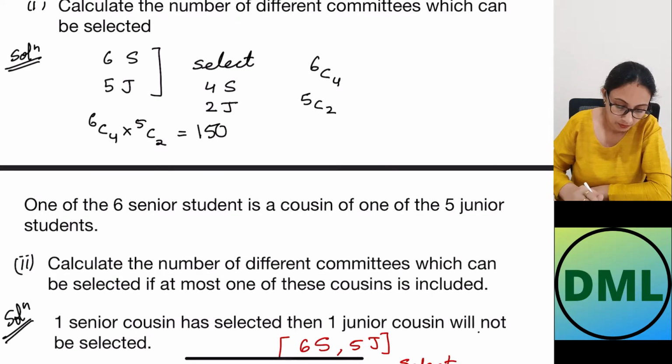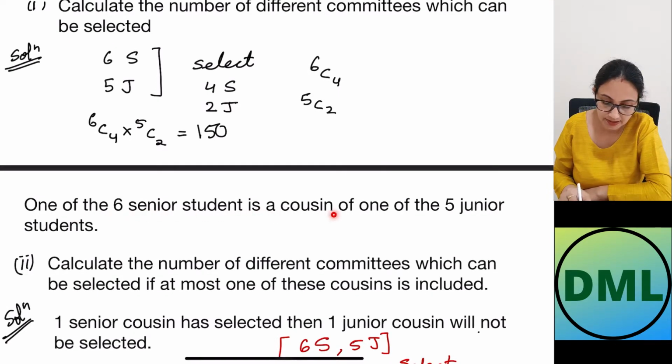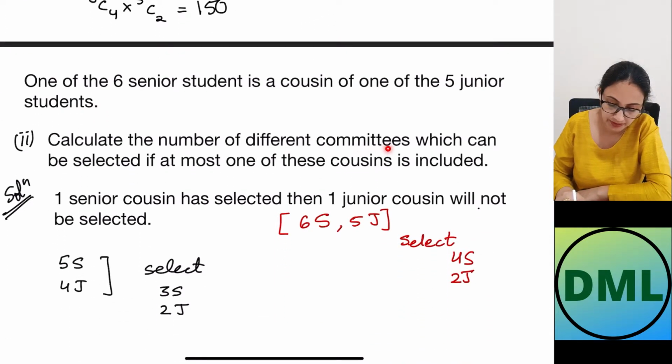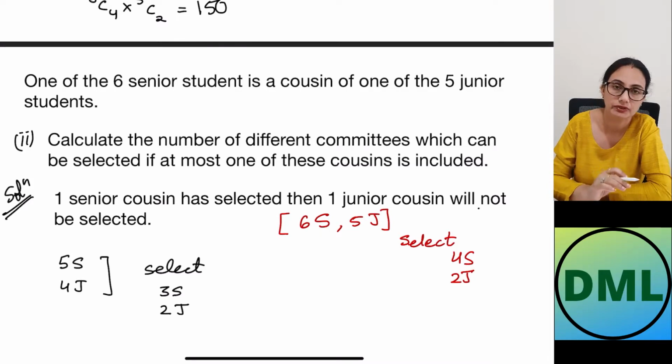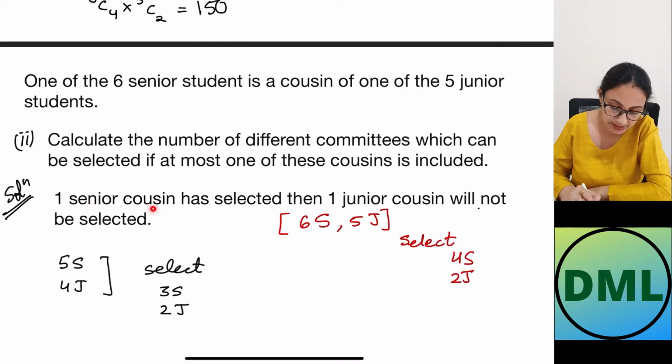One of the 6 senior students is a cousin of one of the 5 junior students. Now calculate the number of different committees which can be selected if at most one of these cousins is included. In this case, let's understand the question first. He says that one senior and one junior are cousins of each other. So if I select the senior, then I can't select the junior. If I have selected the junior cousin, then I don't have to select the senior cousin. Suppose one senior cousin has already been selected, then the junior cousin will not be selected.